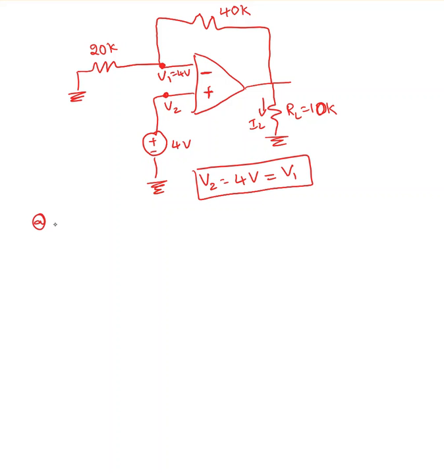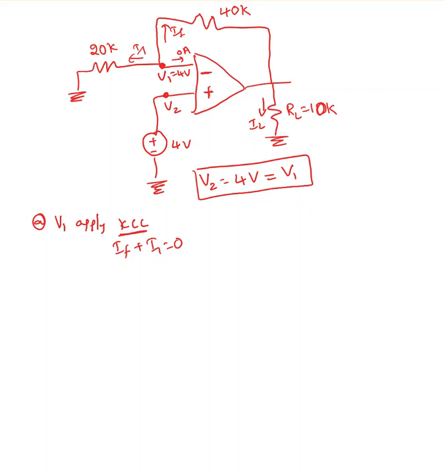Now at V1 apply KCL. If we apply KCL at V1, we know that there is no current going in. I'm going to choose these as IF and I1. Both currents are going out, so IF plus I1 equal to 0. It's up to you, you can choose any direction. KCL is nothing but currents going out must equal currents coming in. So here I'm choosing both currents going out, so IF plus I1 equal to 0.